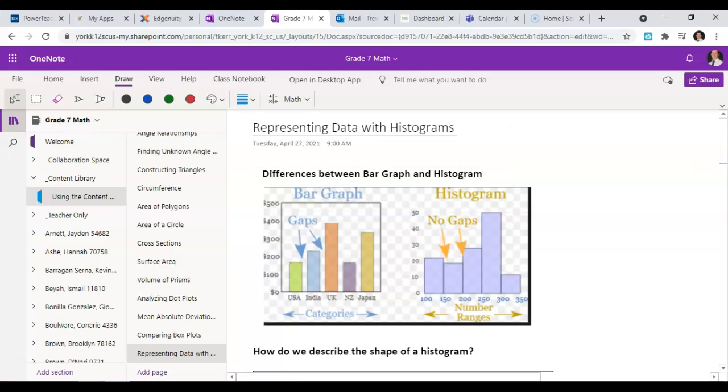Hi everybody, welcome. We're going to be talking today about representing data with histograms. So I wanted to give you these notes just so that you can go through and copy down on your own so that you can finish out Edgenuity for this week.